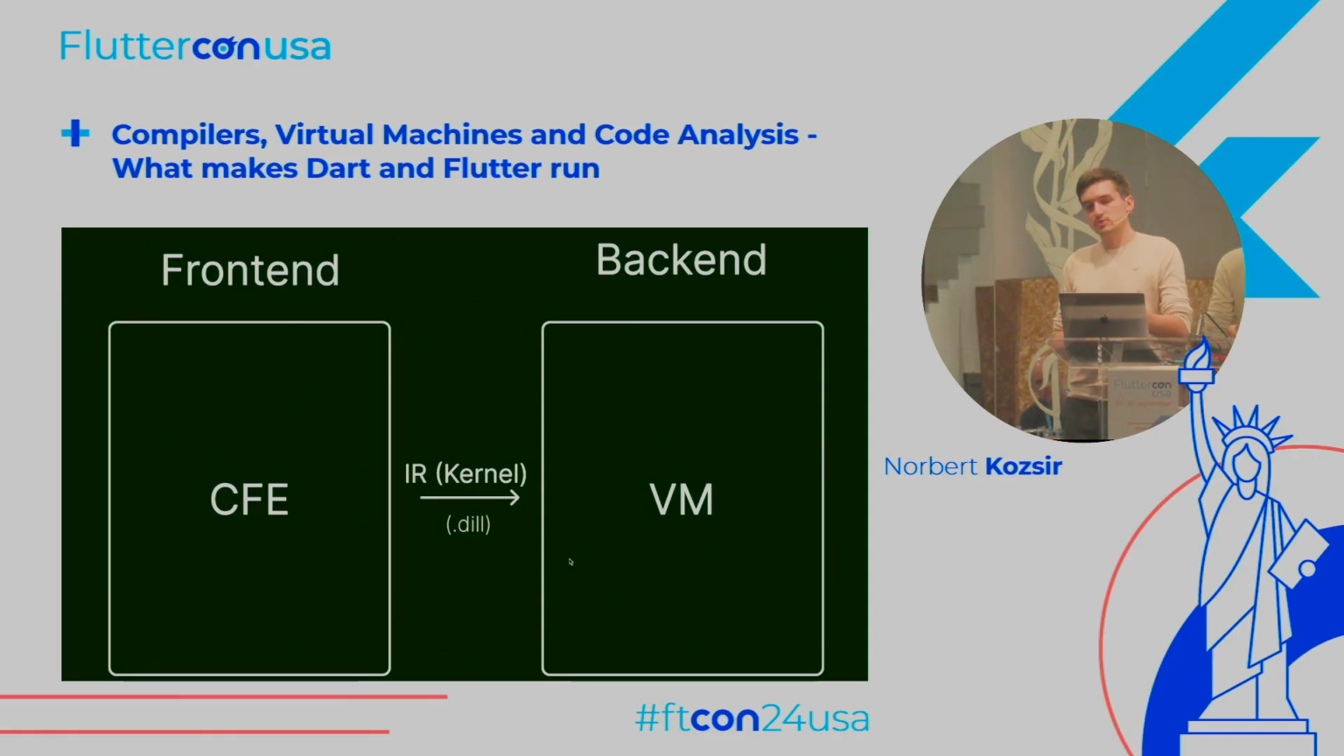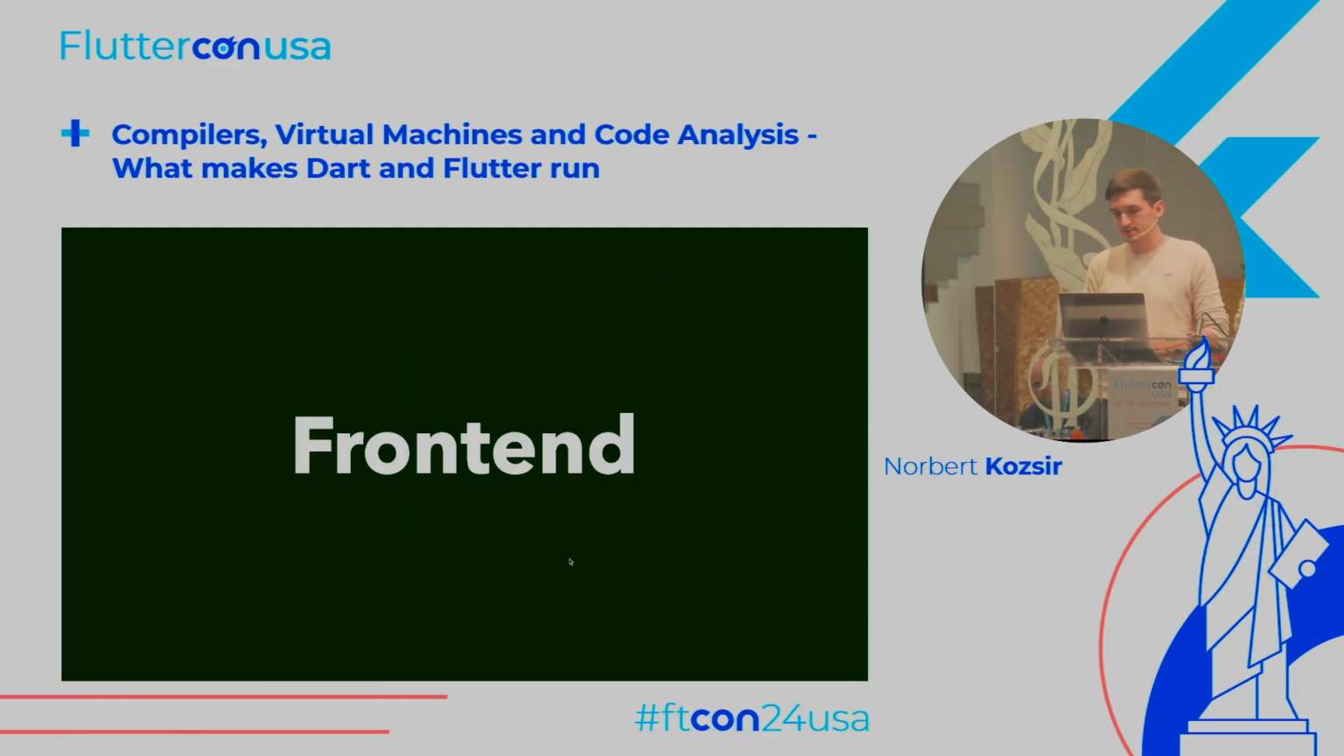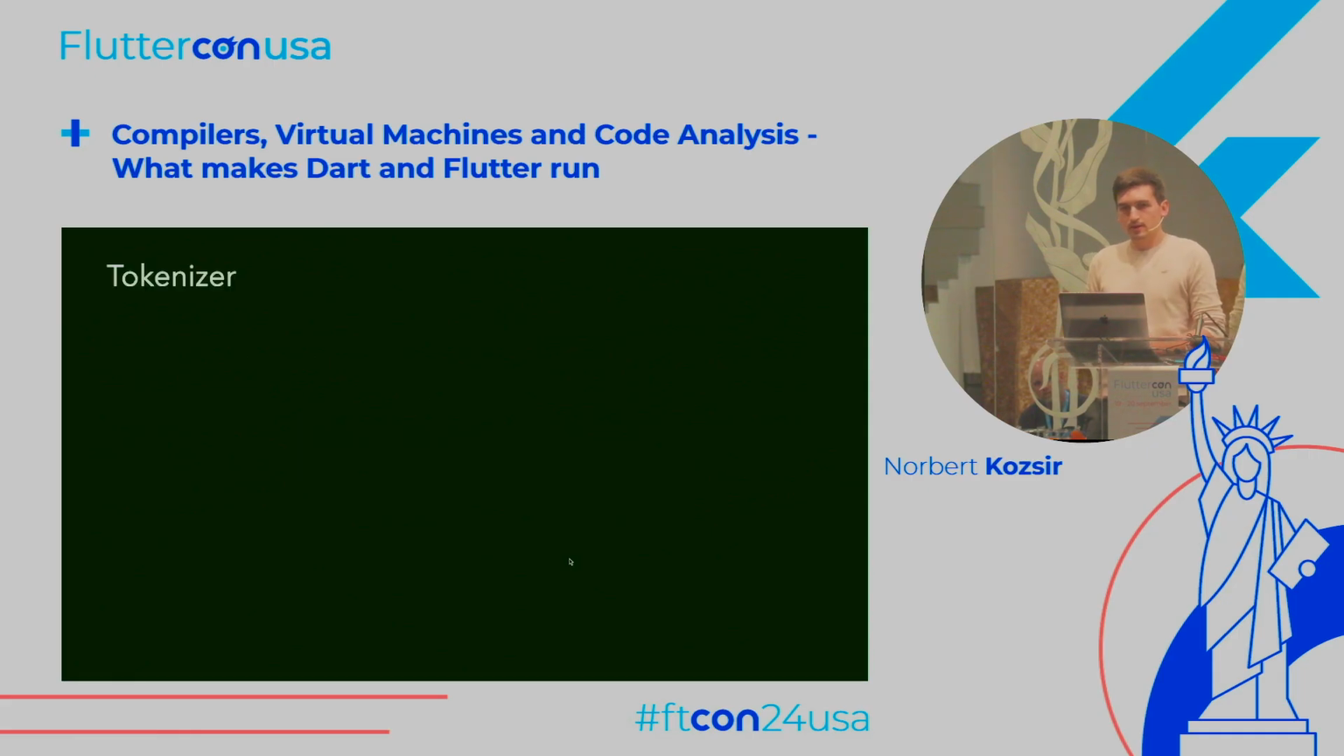And the connection between the front end, CFE, which stands for Common Front End, and the VM, which is the back end, is this kernel file. The kernel file is pretty much just a serialized abstract syntax tree. Don't worry about that. We'll look at this on one of the next slides. So, what happens in the front end? Very first step, and there's a bunch of things you can do, so we'll try to keep this short, is we have some kind of unstructured text and we want to make it simpler.